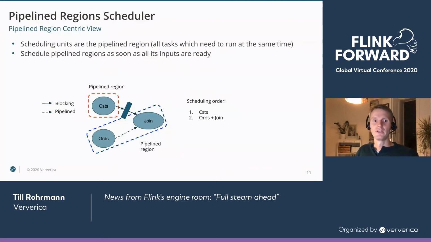So now when using the pipelined region as the basic scheduling unit, there's only a single valid plan we can schedule this topology. First of all, we have to deploy the customers operator, because the pipelined region in which the orders and join operator are has an input dependency on the customers pipelined region. And then once this pipelined region has completed, we can run the orders and join operator to successfully complete the execution.